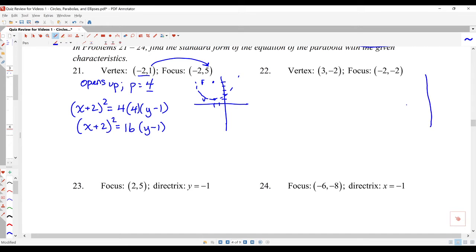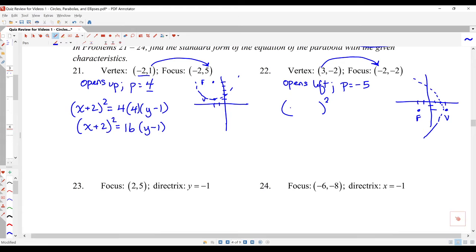22 is similar. So again, plotting (3, -2) is my vertex. (-2, -2) is my focus. We can see that this parabola has got to open left, which immediately makes my p-value negative. And then I just need to figure out how far it is from 3 to -2, and it is -5.